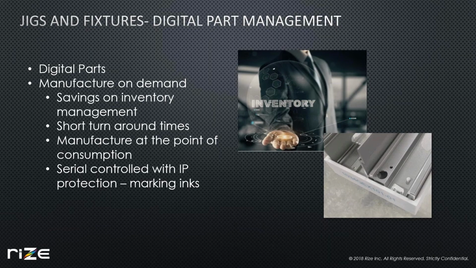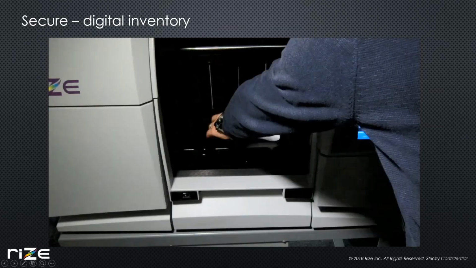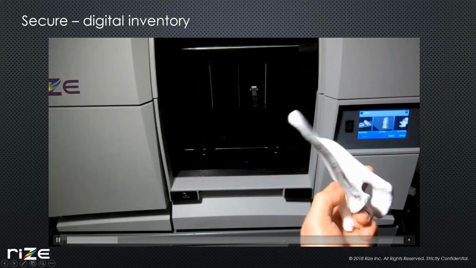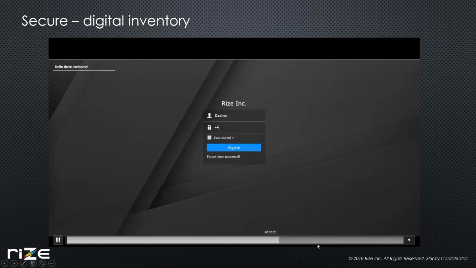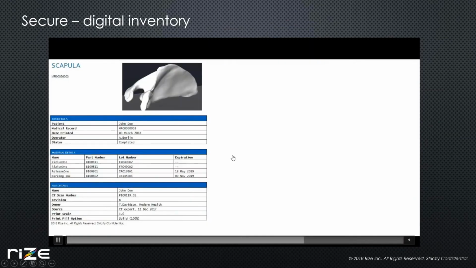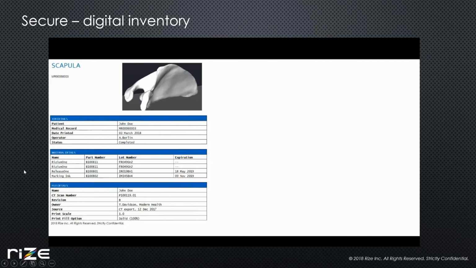And in this case, sometimes customers, and I'll show you an example, they create an inventory of jigs and fixtures. And with RIZE, because it's serial controlled, you just manufacture on demand and go from there. Here's an example of how this secure digital inventory works. The part comes out, you have seen the QR code. I'll just move this forward fast enough. And once you log in, there's a part with all its records going with it.